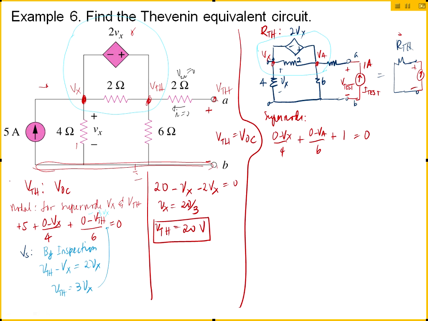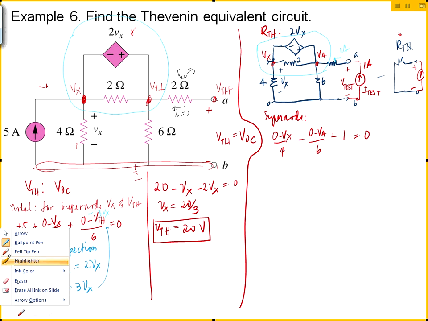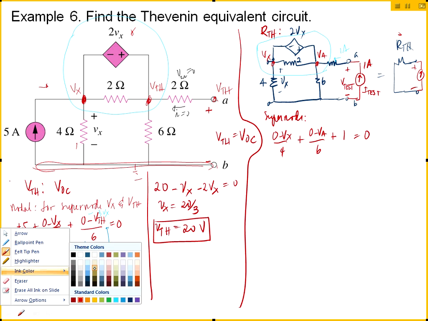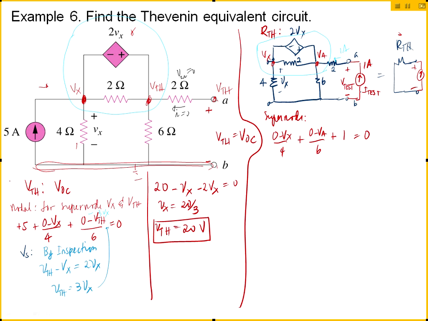Here's my supernode. And do you agree that the current entering it is 1 amp? So I use the 1 amp rather than invoking V test minus VA divided by... The whole thing is a supernode. I could have called it V test minus VA divided by what? By 2. It's the current source. Do you agree that the current coming from the current source is 1?